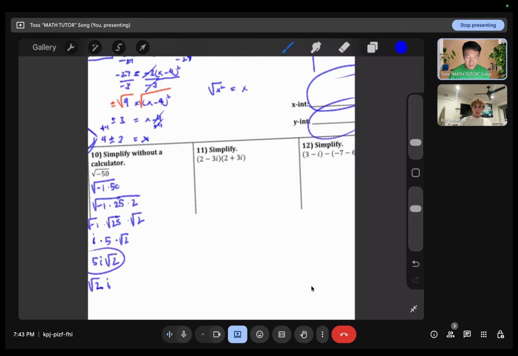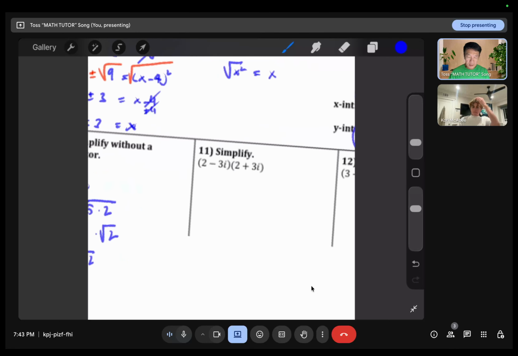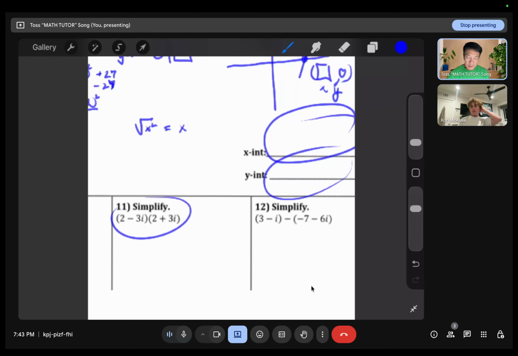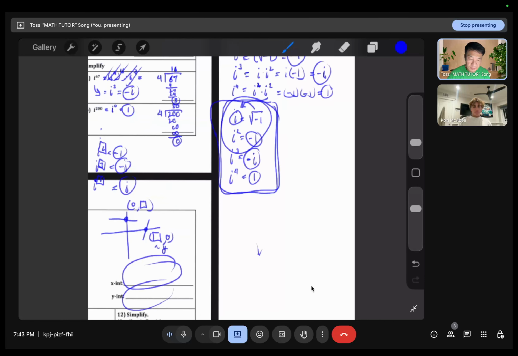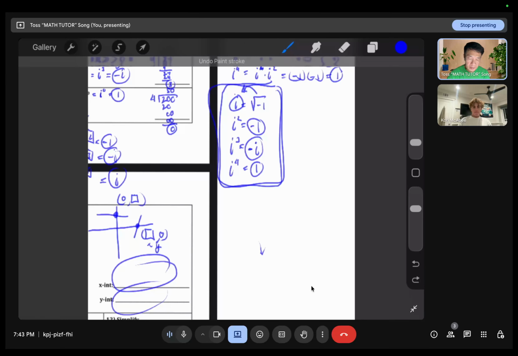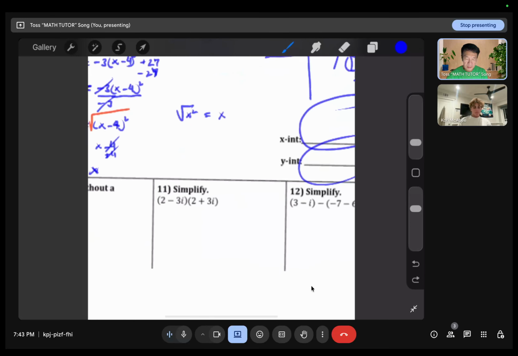Okay, next one here. You okay with that? I think so. This one also has you about to get i squared. That's why you have to know at least the first two here, the i and the i squared. I think you know that already. I think you recognize it.